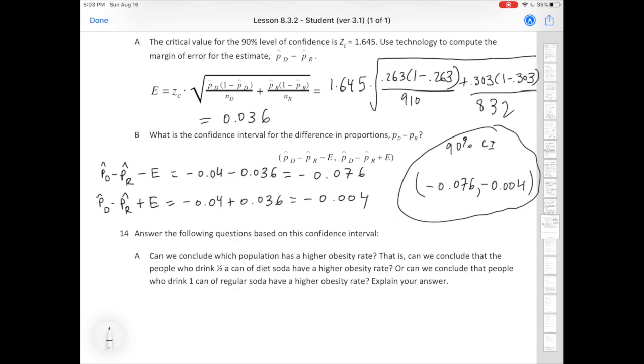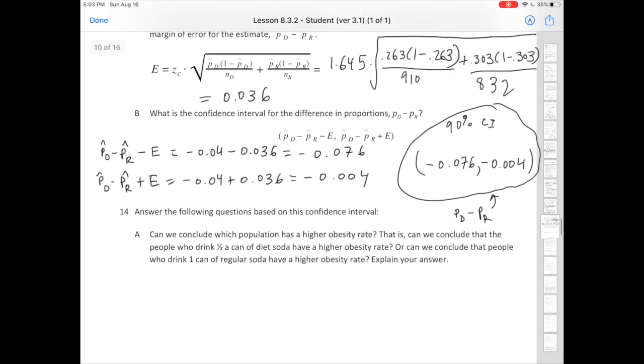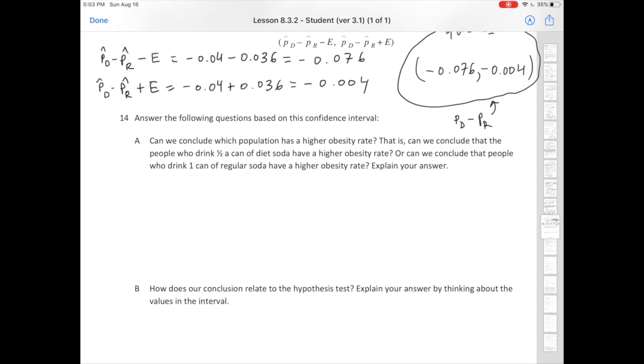Answer the following questions based on this confidence interval. Oh, before we move on, remember guys, this is where PD minus PR lives, okay? It lives inside of those two numbers. Remember, this is a difference that we're talking about. So let's keep going here. Part A, can we conclude which population has a higher obesity rate? That is, can we conclude that the people who drink half a can of diet soda have a higher obesity rate, or can we conclude that people who drink 1 can of regular soda have a higher obesity rate? Explain your answer.